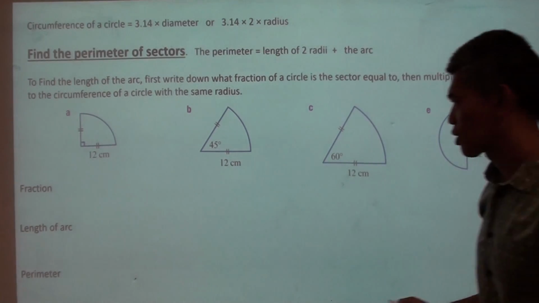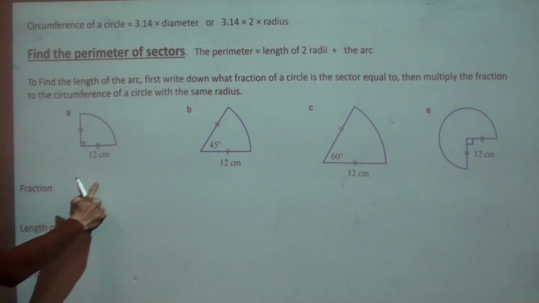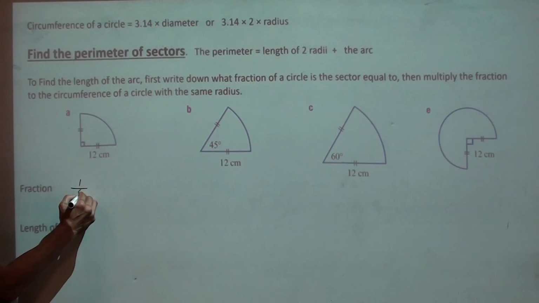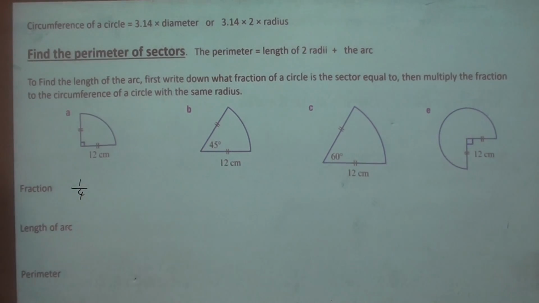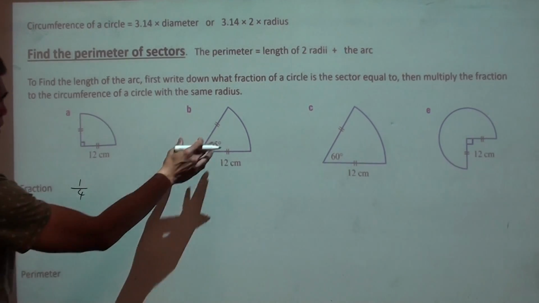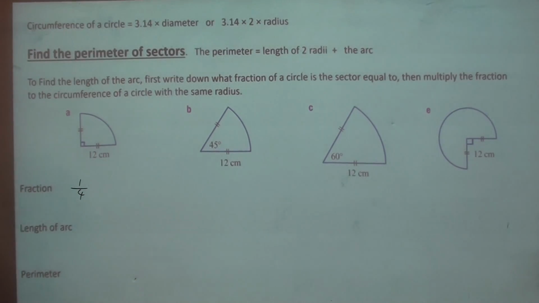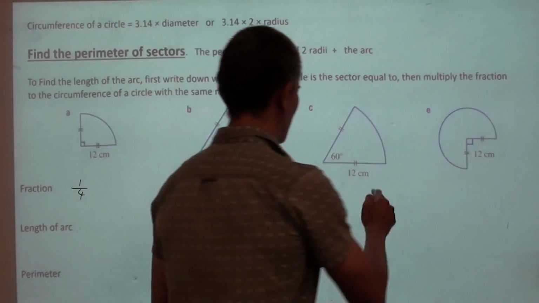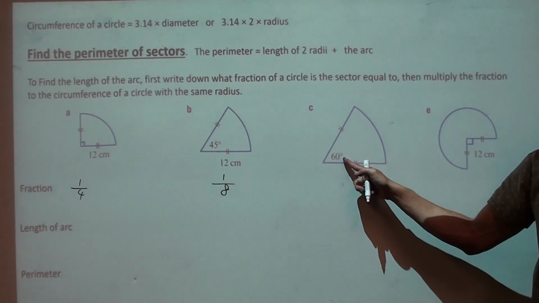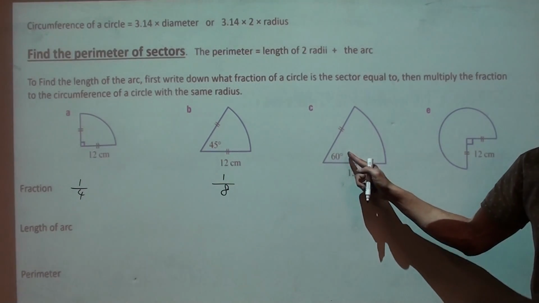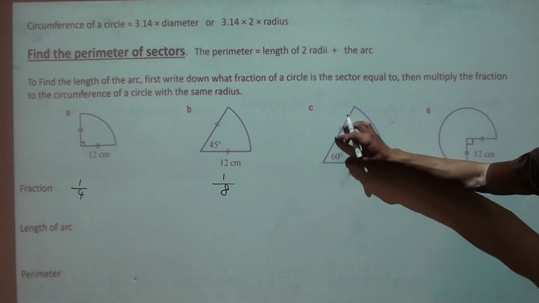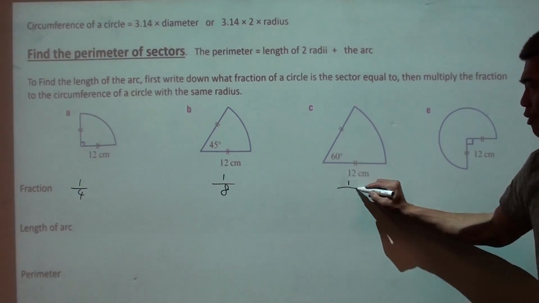So the first step we're going to do is identify what fraction of the circumference there is for each of the sectors. Alright, so for example, you could tell straight away that this is a quarter of the circle, so the fraction involved is a quarter over here. The fraction involved over here is 1/8, because 8 of these make up one whole circle. Now we know that 6 times 60 gives you 360. So we know that this is only 1/6 of the whole circle.